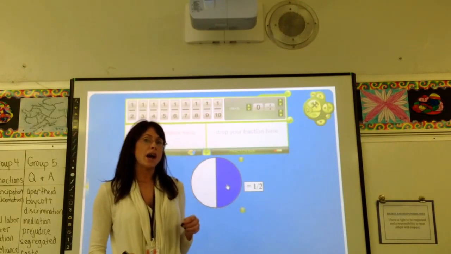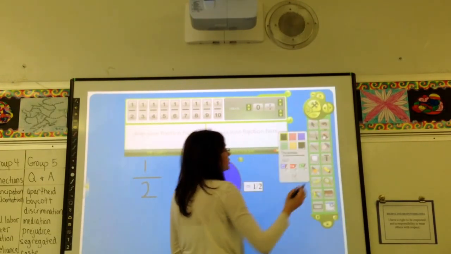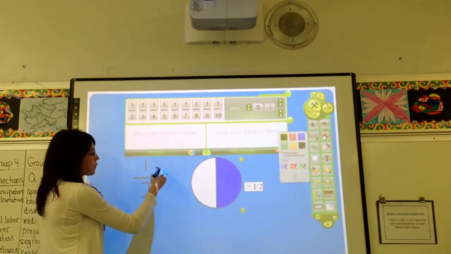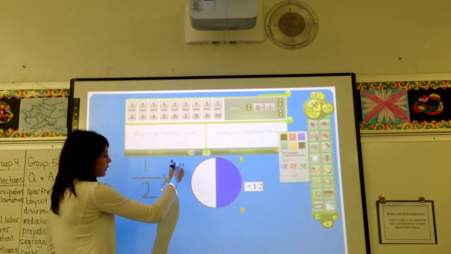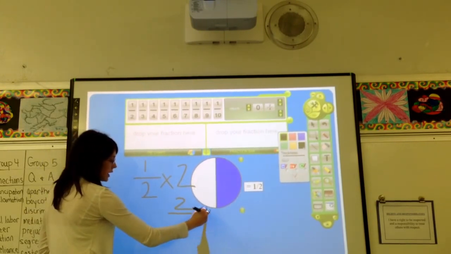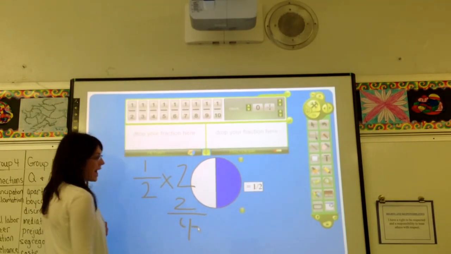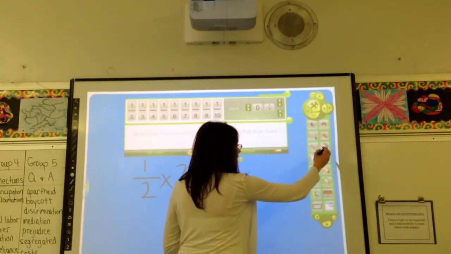If I wanted to find another equivalent fraction for 1/2, all I would have to do is multiply the numerator and denominator by the same number. So if I wanted to find another equivalent fraction for 1/2, I could multiply this fraction by 2. 2 times 1 is 2, and 2 times 2 is 4. So I know that 2/4 is equivalent to 1/2. I can erase that.